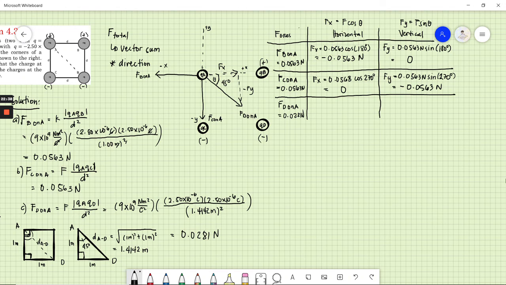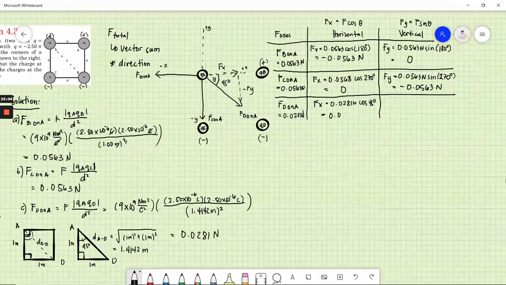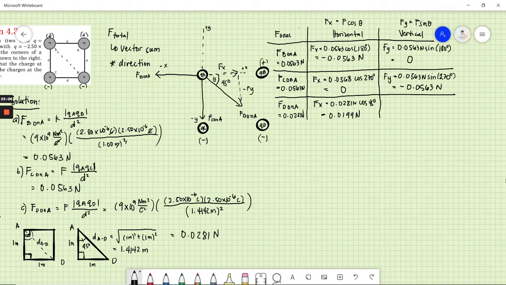Okay, so what we're going to do is we know that our Fx is in the positive direction. Fx is equal to 0.0281 newtons cosine 45 degrees. So if you solve this, you would get a value, and just add positive because our Fx is in the positive x direction. And this is actually equal to 0.0199 newtons.